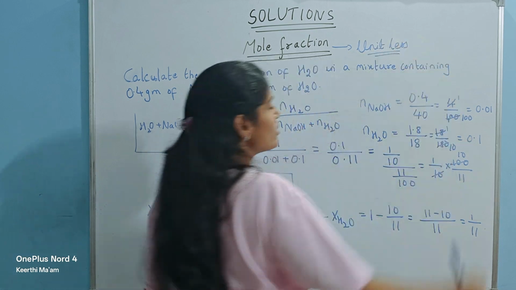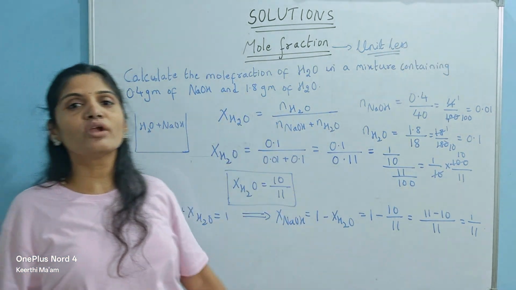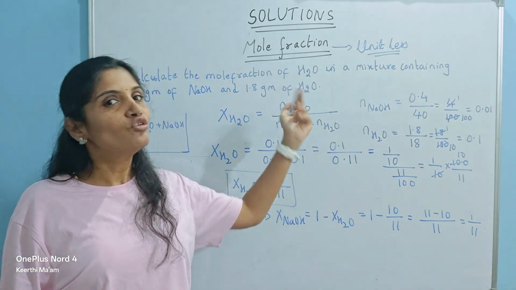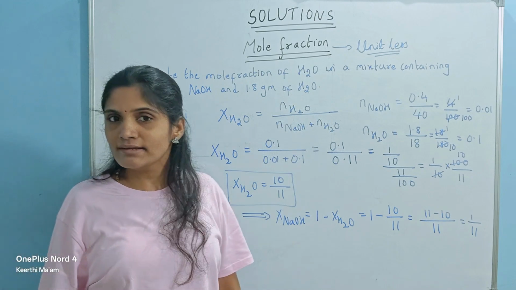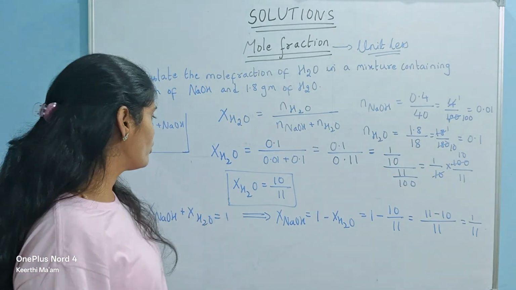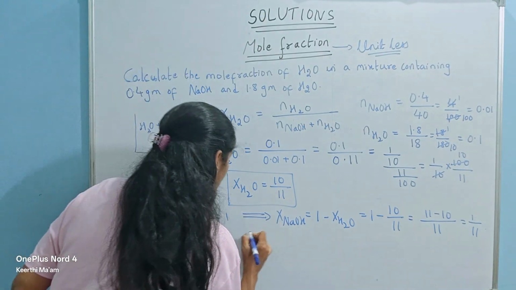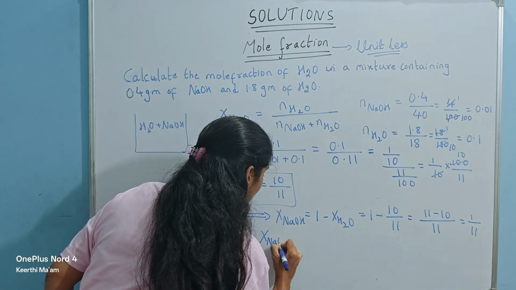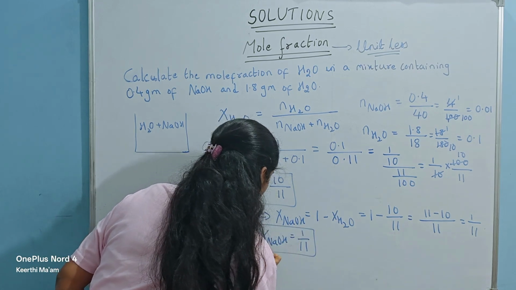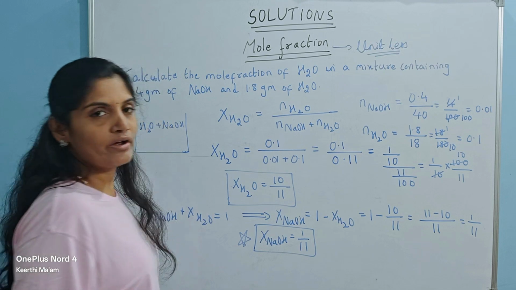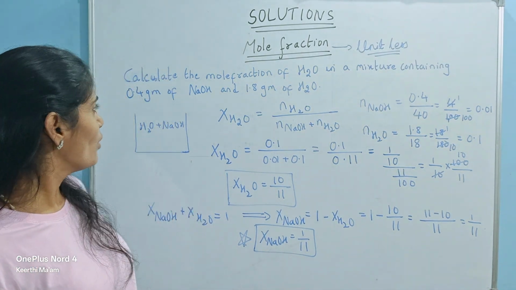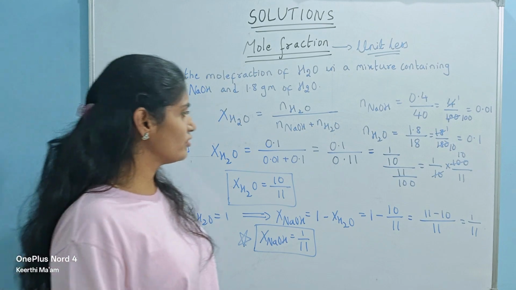Why is the mole fraction a unitless quantity? Because it is a ratio, right? It is a ratio of the same type of components, so the moles will get cancelled. So there will be no unit for the mole fraction. So what is the mole fraction of H2O here? 10 by 11. Then using that I have calculated the mole fraction of NaOH, which is equal to 1 by 11. So this is how you can do the mole fraction questions.